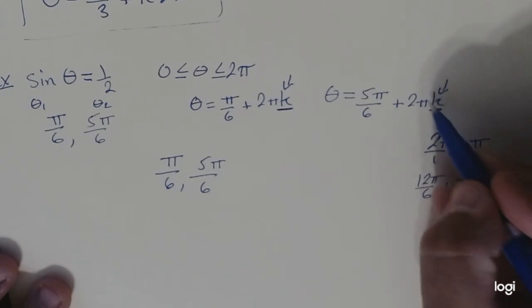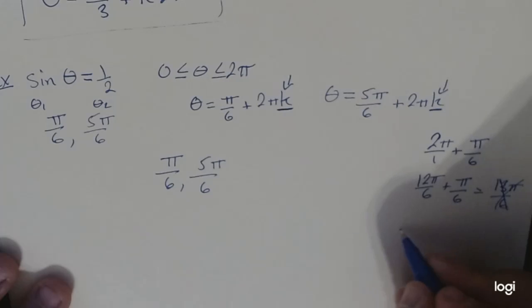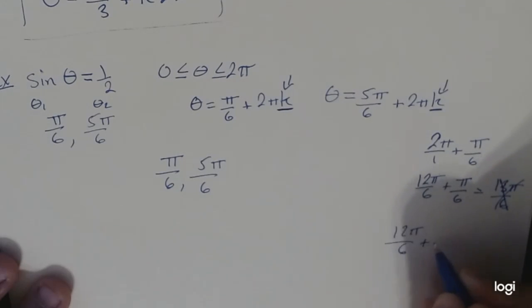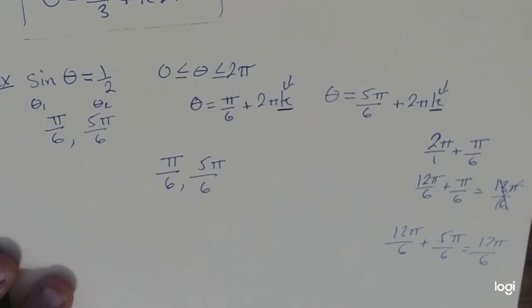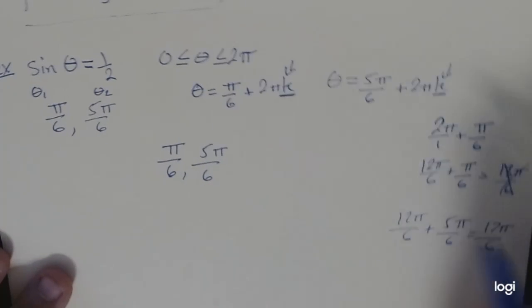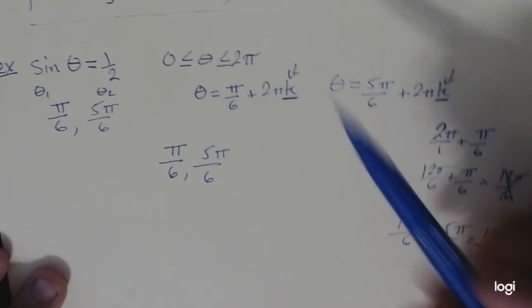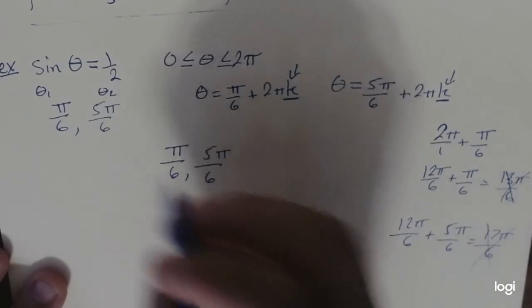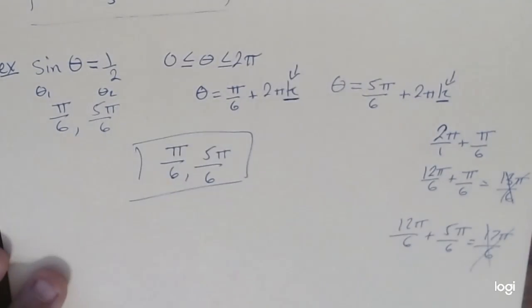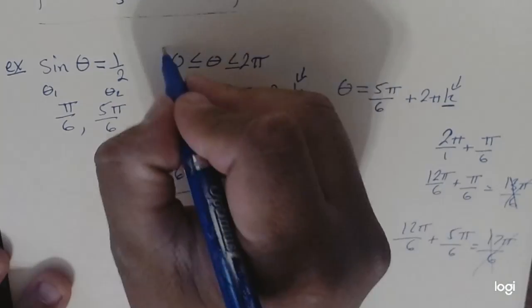If I plug in 1 for k, I get the same exact thing. So this is 12 pi over 6 plus 5 pi over 6. This is 17 pi over 6. And do the exact same thing. Is 17 pi over 6 between 0 and 2 pi? Well, if you're not sure, just divide them, right? So that's almost 3 pi, which is well above what we want. So that's not on there. Therefore, these are the only two solutions between what we were asked to find here.